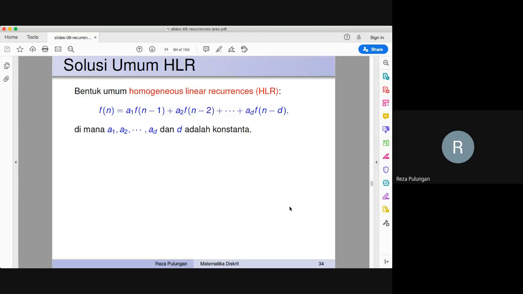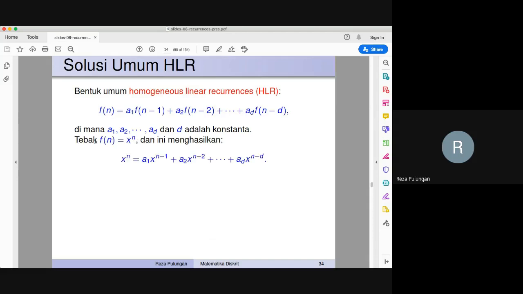Well, I showed you the solution by using an example. Right now, I'm going to basically tell you the general solution. So any homogeneous linear recurrence has this form. This is the general form of homogeneous linear recurrence. Fn is equal to a1 Fn minus 1 plus a2 Fn minus 2 and so forth until ad Fn minus d. Okay? Now, how do we solve this?